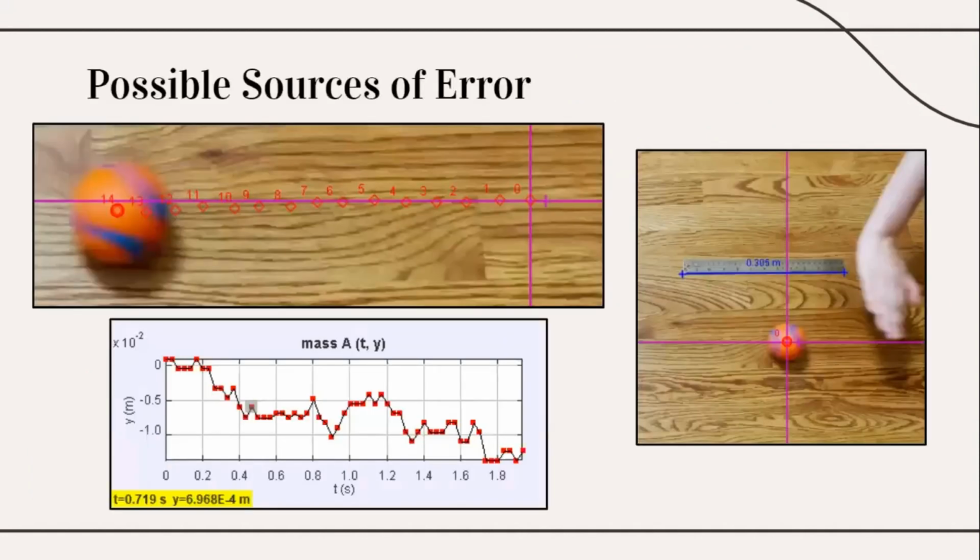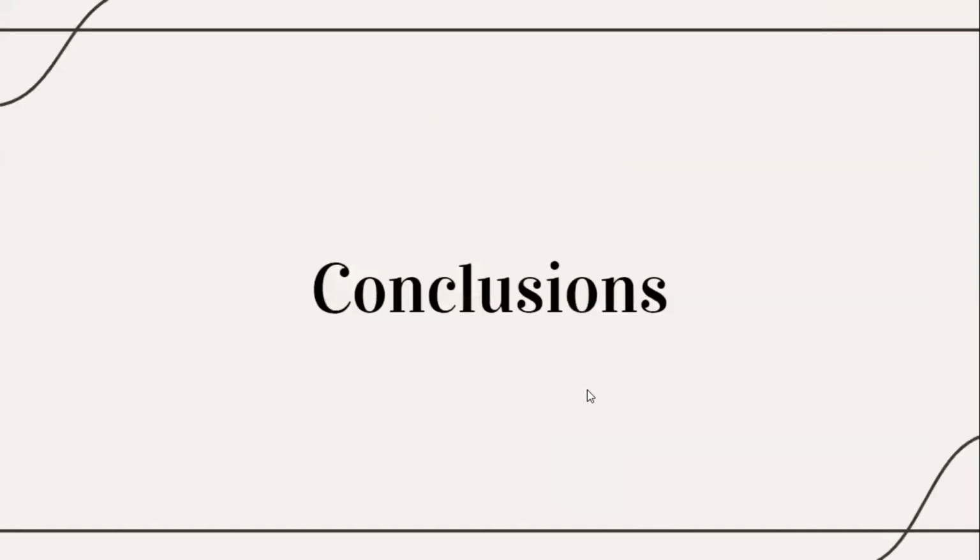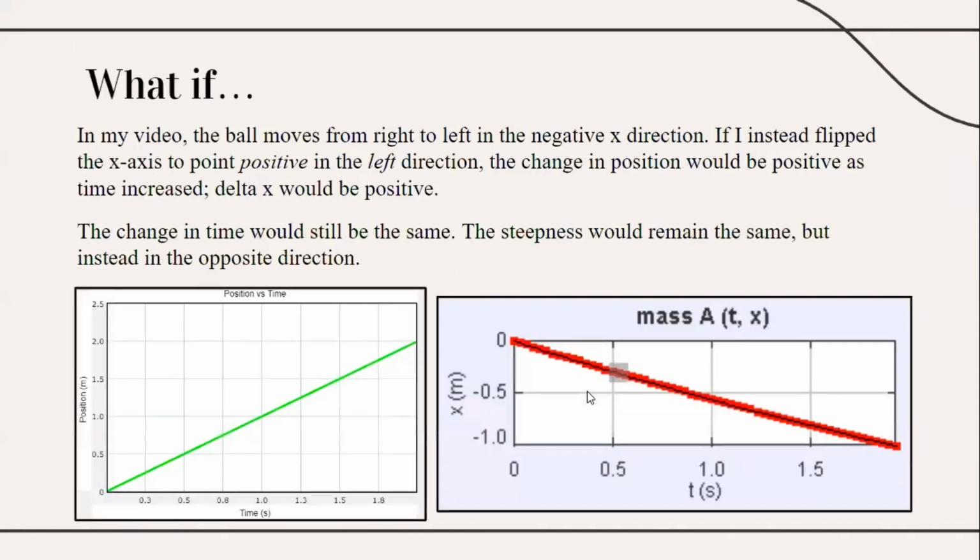Possible sources of error are that we had to pick the points very distinctly, and this is difficult to do when the ball is blurred, as you can see on the left. It was difficult to find the exact center of the ball, which may cause differences in both delta x and delta t. And y did not move in a straight line. Also, I pushed the ball in a way that it did not move in a straight line, causing these differences as seen on the bottom graph. Conclusions. And that can also slow down the ball.